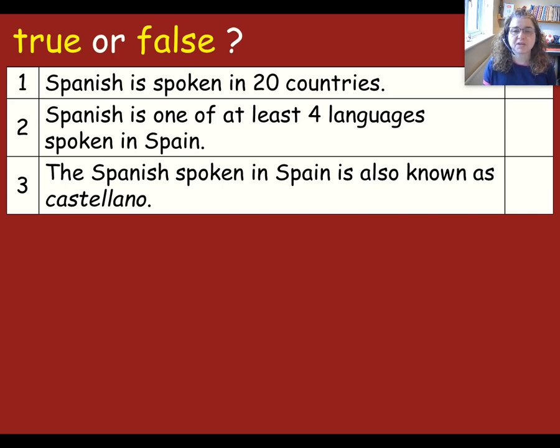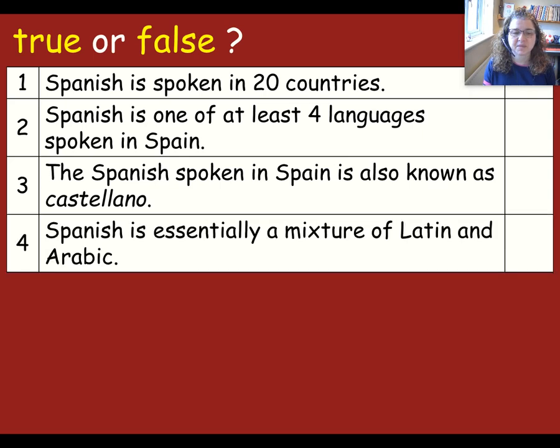Number three, the Spanish spoken in Spain is also known as Castellano. Is that true or false, do you think? Question number four, Spanish is essentially a mixture of Latin and Arabic. Is that true or false?